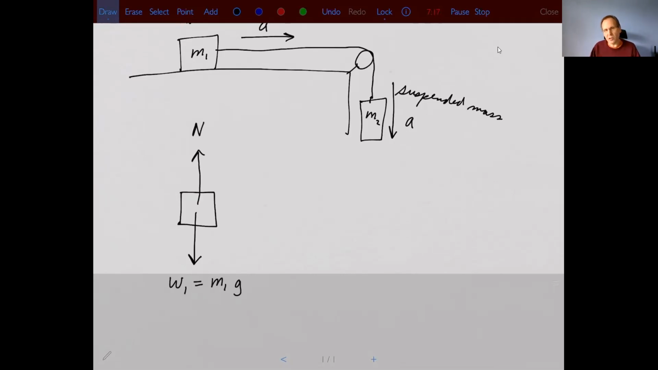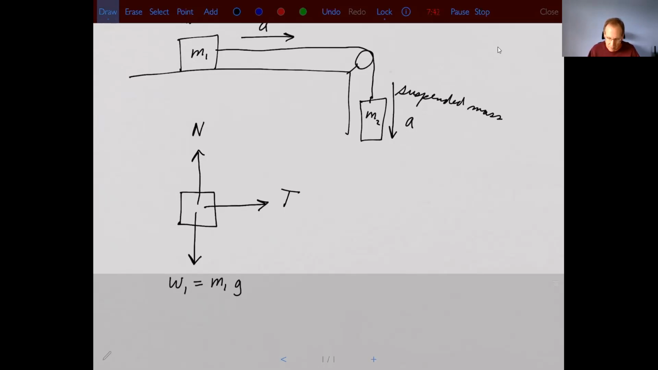And then since the string is attached to the cart, I have a tension in the string that's pulling, exerting a force on the cart towards the right. So I'll call that T. And that's it, right? Normally I have a force also going to the left of friction, but because we're using the air track, we can neglect friction. So we'll assume there's no frictional forces. Assume friction is 0 in this case.